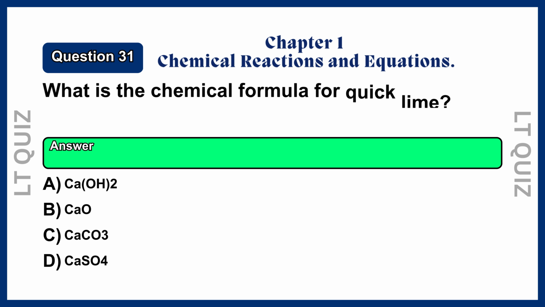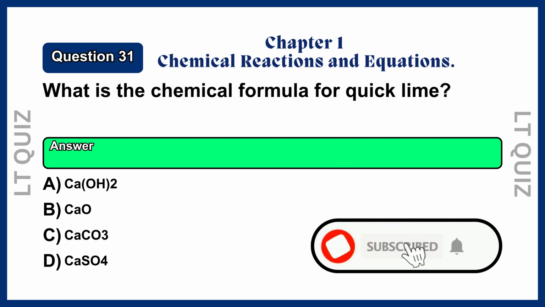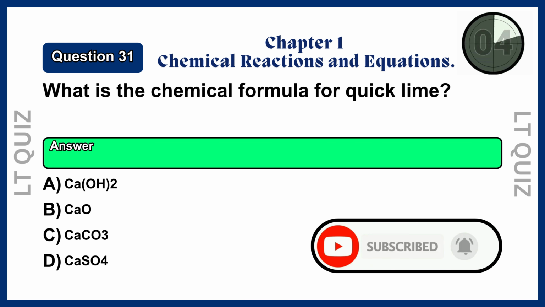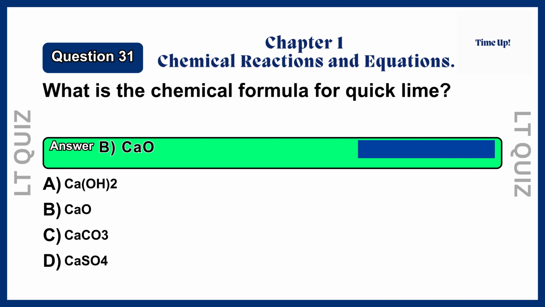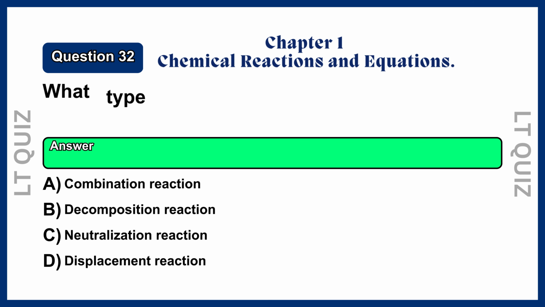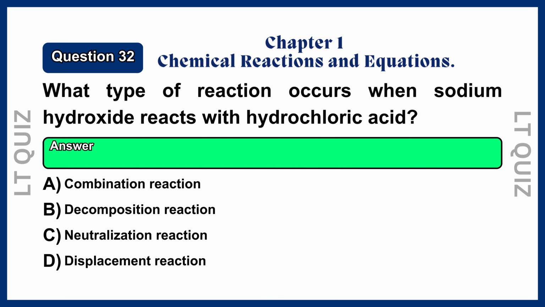What is the chemical formula for quicklime? The correct answer is option B. What type of reaction occurs when sodium hydroxide reacts with hydrochloric acid? The correct answer is option C, neutralization reaction.